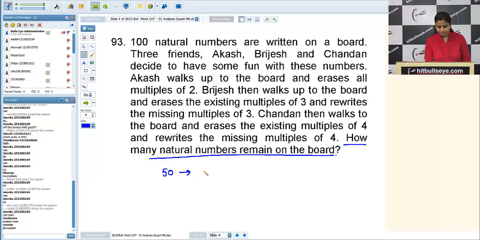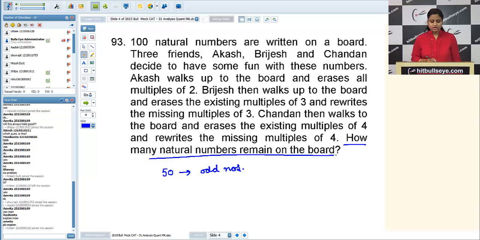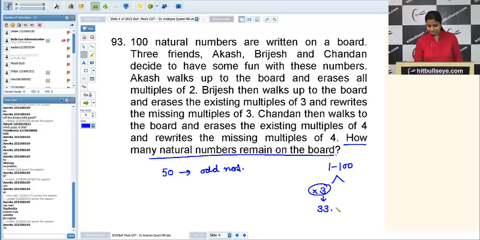So, after Akash's turn, 50 numbers are left. And the 50 will be odd numbers, because all the even multiples of 2 are erased. Now, the second turn. Brijesh then walks up to the board and erases the existing multiples of 3 and rewrites the missing multiples of 3. From 1 to 100, how many multiples of 3 are here? Can you say they are 33? Out of these 33, 16 will be even and 17 will be odd.